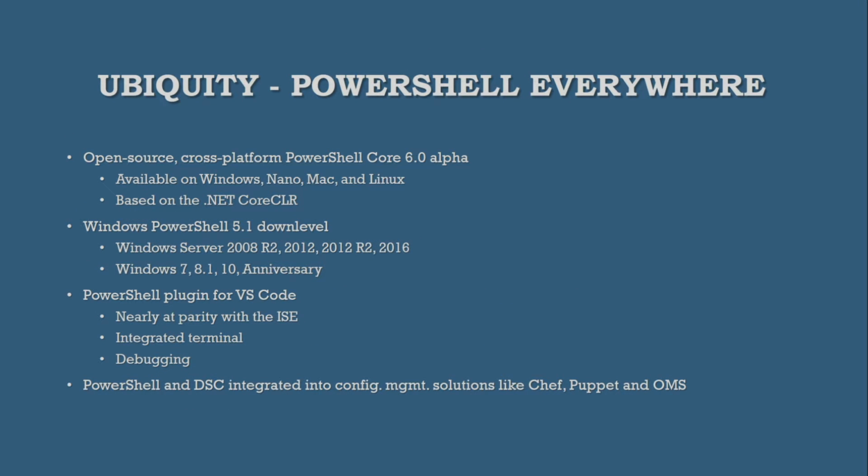And of course, last but not least, and we'll spend the rest of the time on this, ubiquity, which is how do we get PowerShell everywhere and what does it mean? We've open sourced PowerShell, made it cross-platform, so it's now available, as you know, on Windows, Nano, Mac, and Linux. And of course, down level.